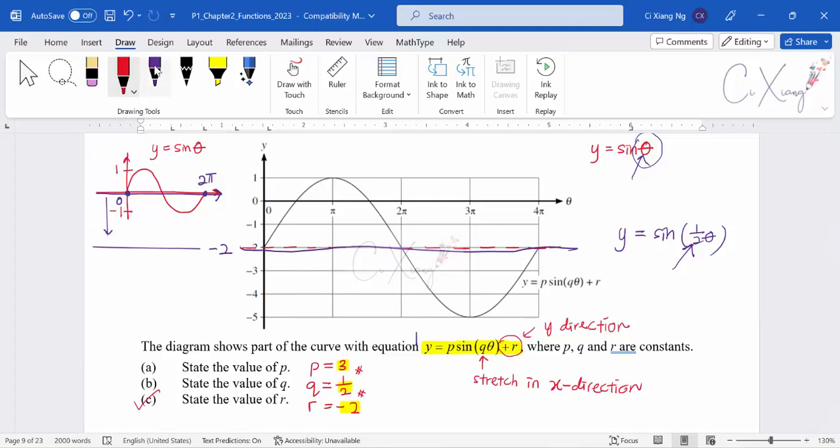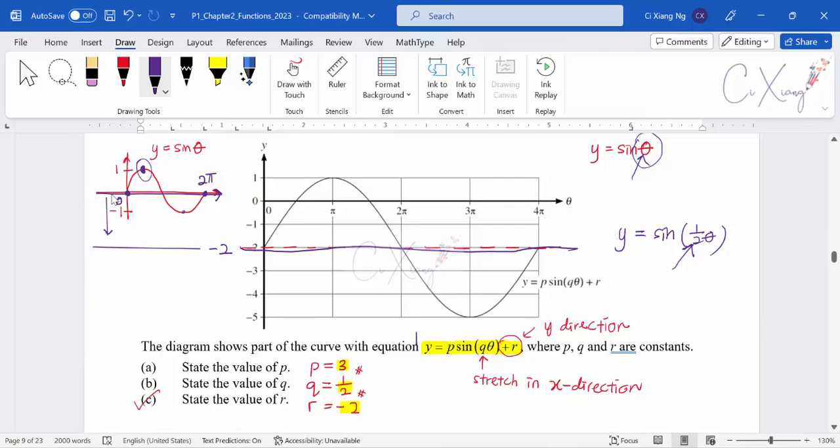Can I use the maximum point and observe whether the graph has been moved down or not? All the maximum and minimum points are not suitable as a reference point to see our translation, because they have been affected by the stretch in the y direction earlier. Therefore, we must find a line that is not affected by the stretching in y direction earlier, which is the center line here, because it is y equals 0. Therefore, it is not affected by the stretching at the earlier part.